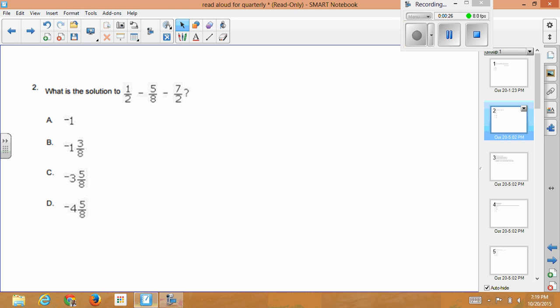Number 2. What is the solution to 1/2 minus 5/8 minus 7/2? Is it A, negative 1, B, negative 1 3/8, C, negative 3 5/8, or D, negative 4 5/8?